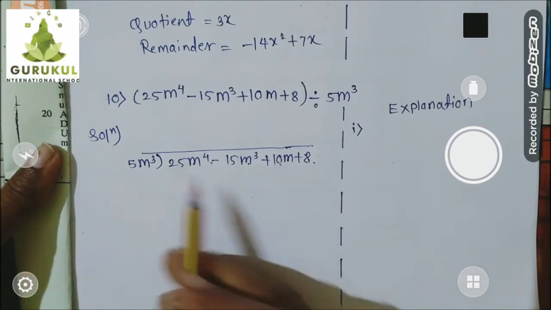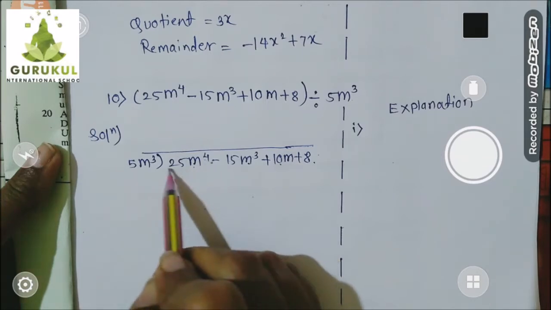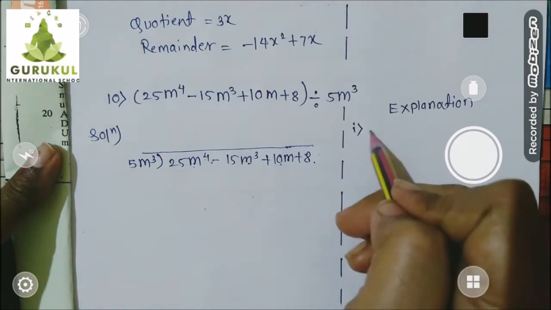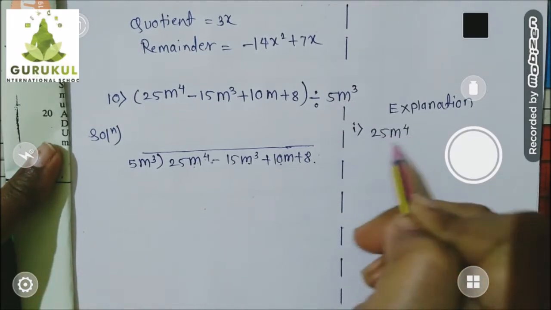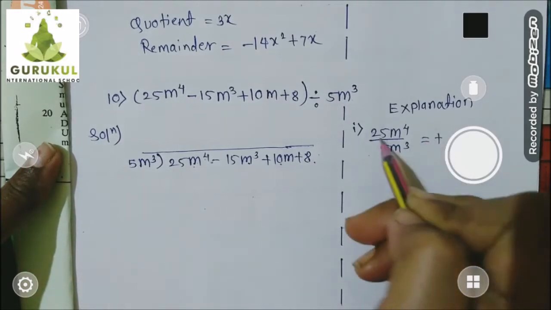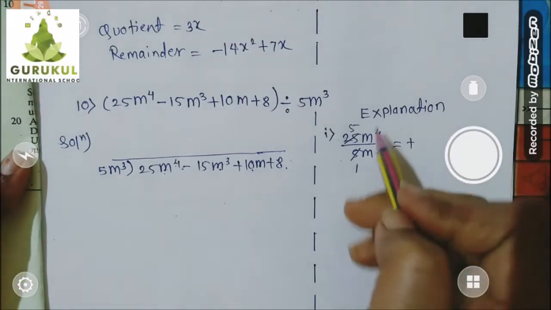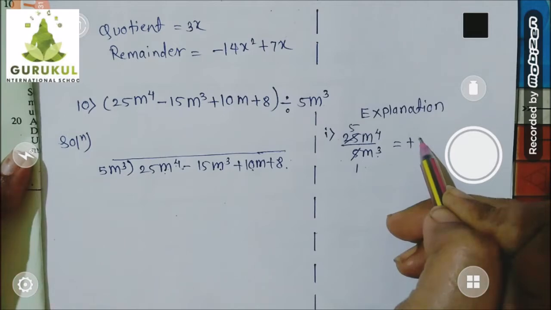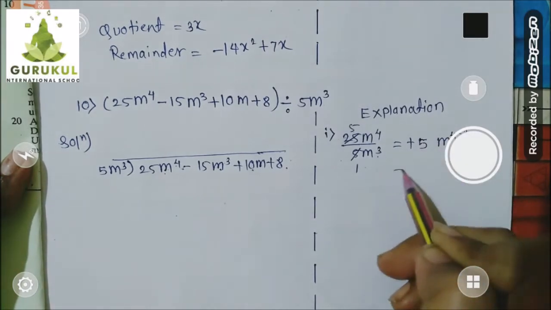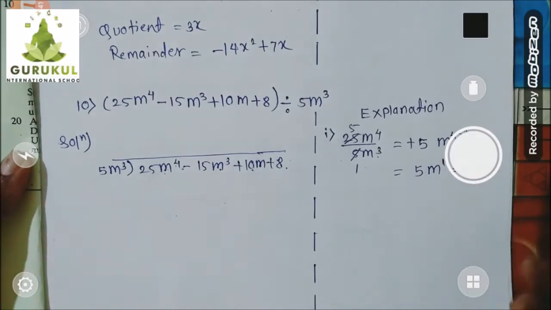Step number 2. Let's take the term containing the highest power for division. So this term I will take for division in the first step. This divided by this: 25m raised to 4 divided by 5m cube. Children, plus upon plus is plus. Numbers: 5 ones are 5, 5 5s are 25. And m raised to 4 upon m raised to 3 is m raised to 4 minus 3, and this 5 I will write over here. So 5m raised to 4 minus 3, that means 5m.